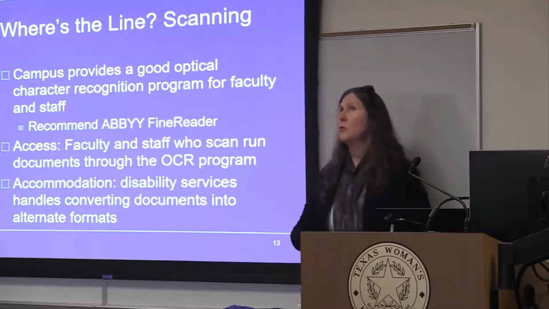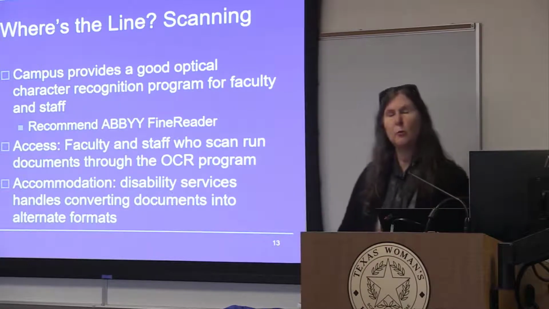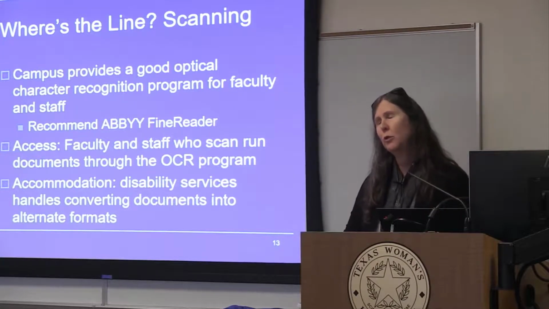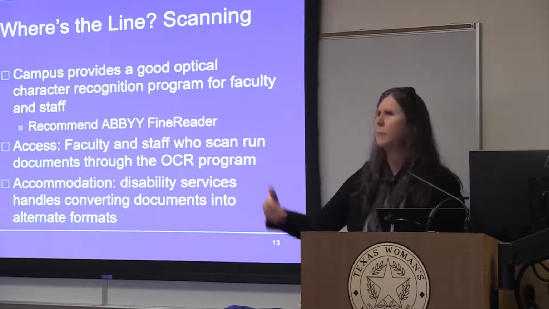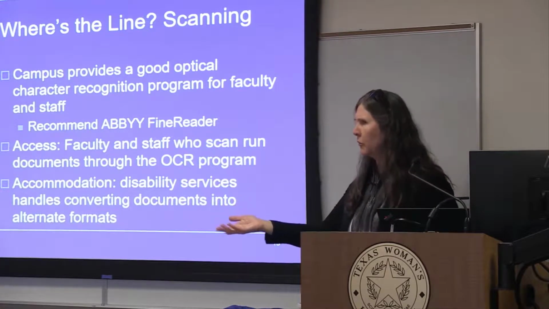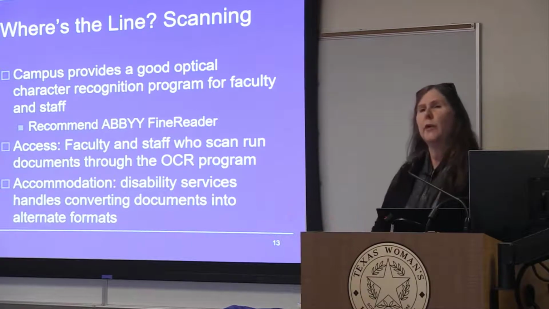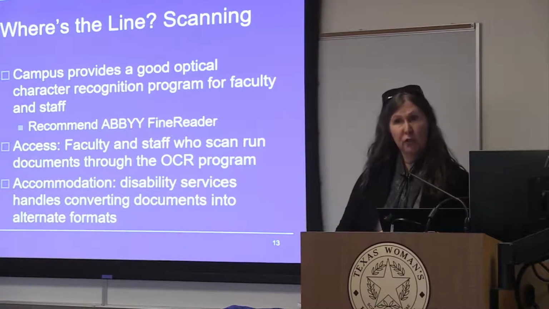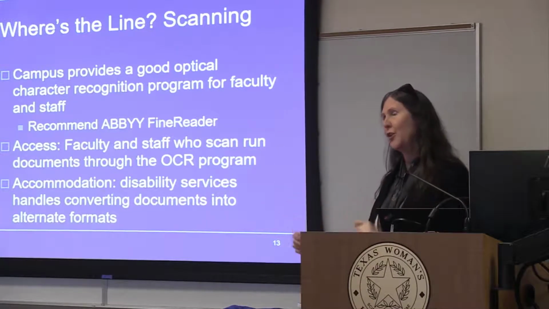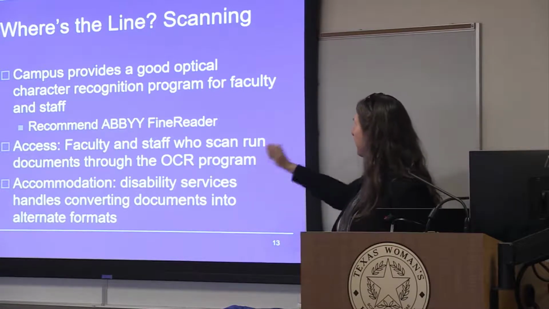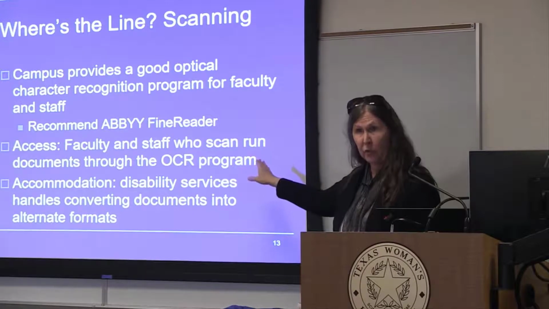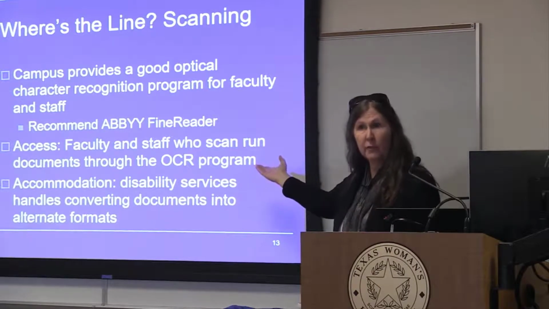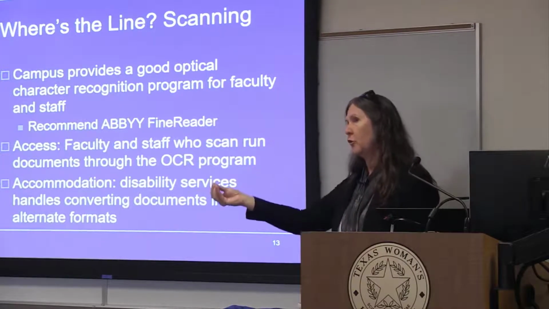Your campus, and I believe this is going to be happening, will provide a tool for when you're scanning an article, scanning part of a book, something that you want to put into your online course. We would ask that you run it through an optical character recognition program. It's OCR, optical character recognition, that will take it and make it searchable text. So it's still a PDF, that's fine, but now it is searchable text.